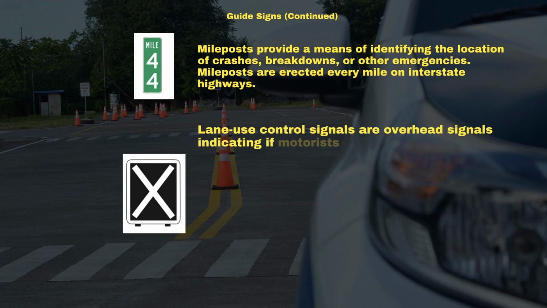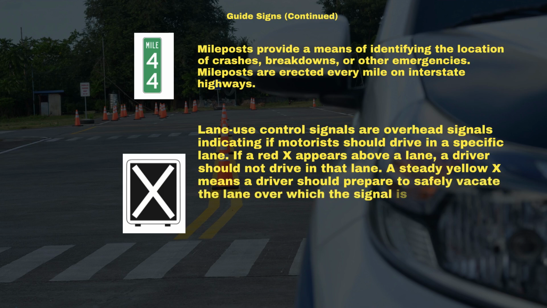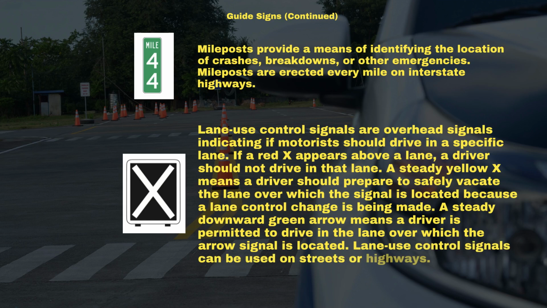Lane use control signals are overhead signals indicating if motorists should drive in a specific lane. If a red X appears above a lane, a driver should not drive in that lane. A steady yellow X means a driver should prepare to safely vacate the lane over which the signal is located because a lane control change is being made. A steady downward green arrow means a driver is permitted to drive in the lane over which the arrow signal is located. Lane use control signals can be used on streets or highways.